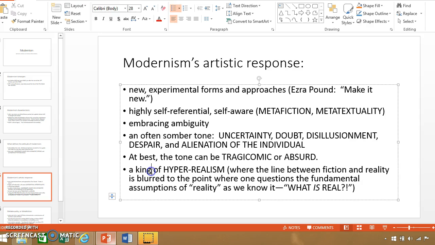And this should not be king, that's a typo. Kind, there we go. A kind of hyperrealism, where the line between fiction and reality is blurred to the point where one questions the fundamental assumptions of reality as we know it. In other words, what is real?